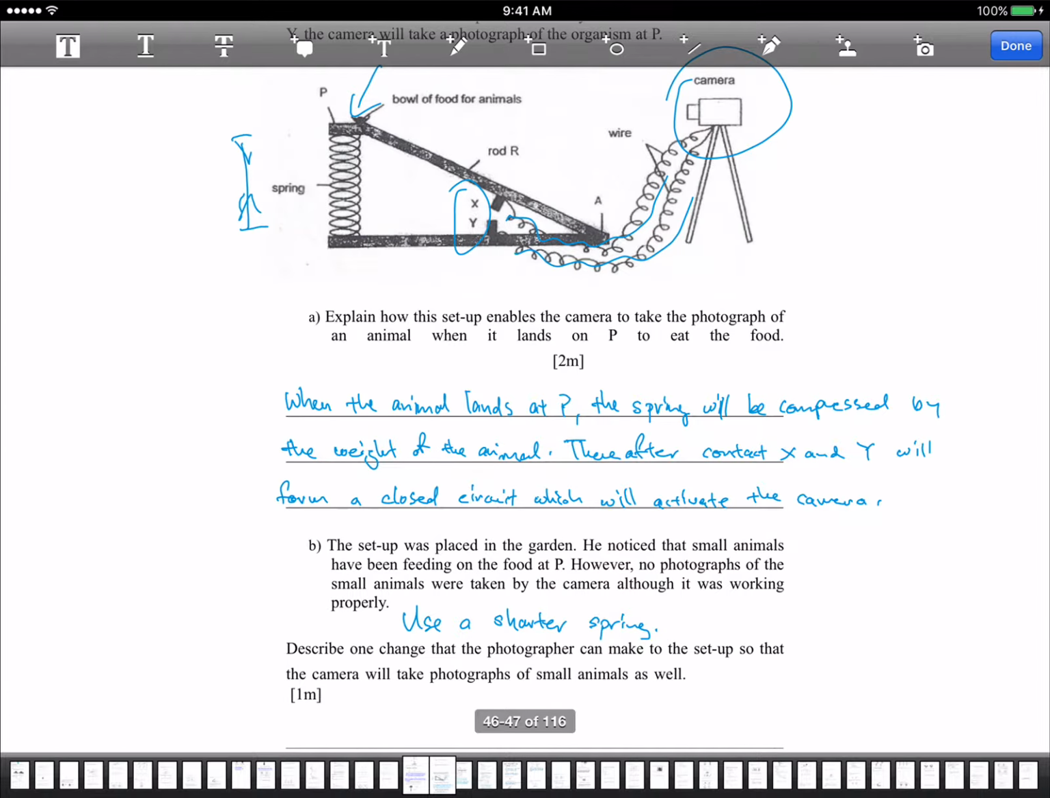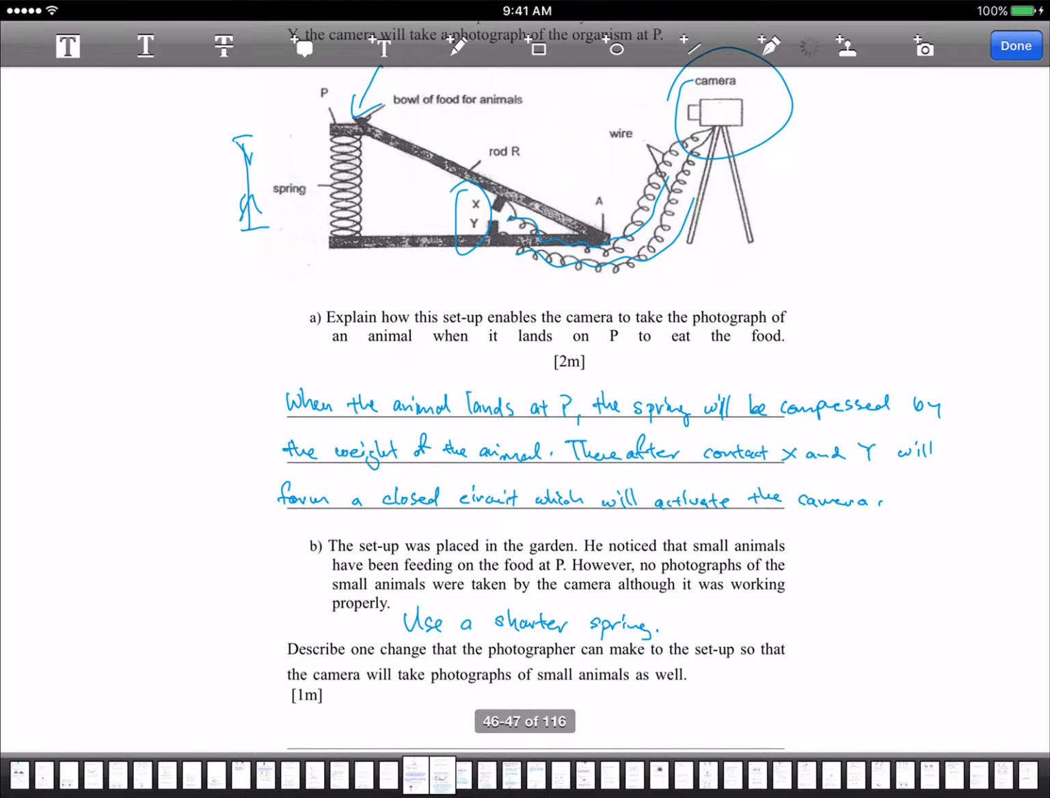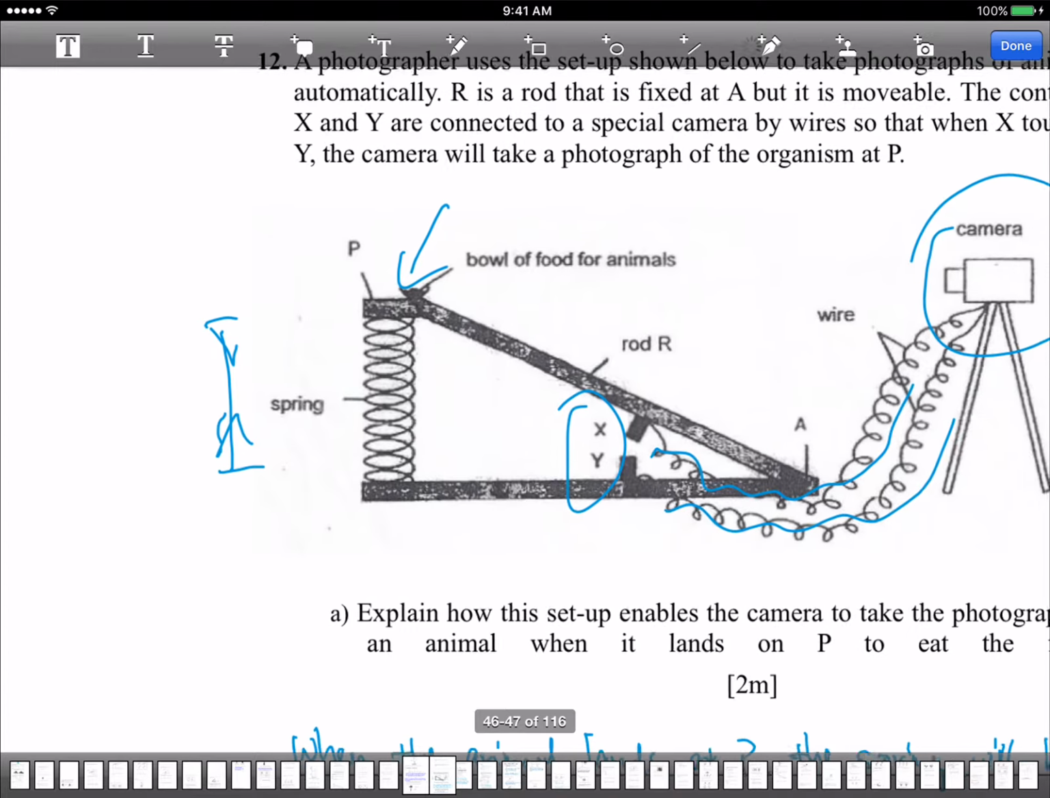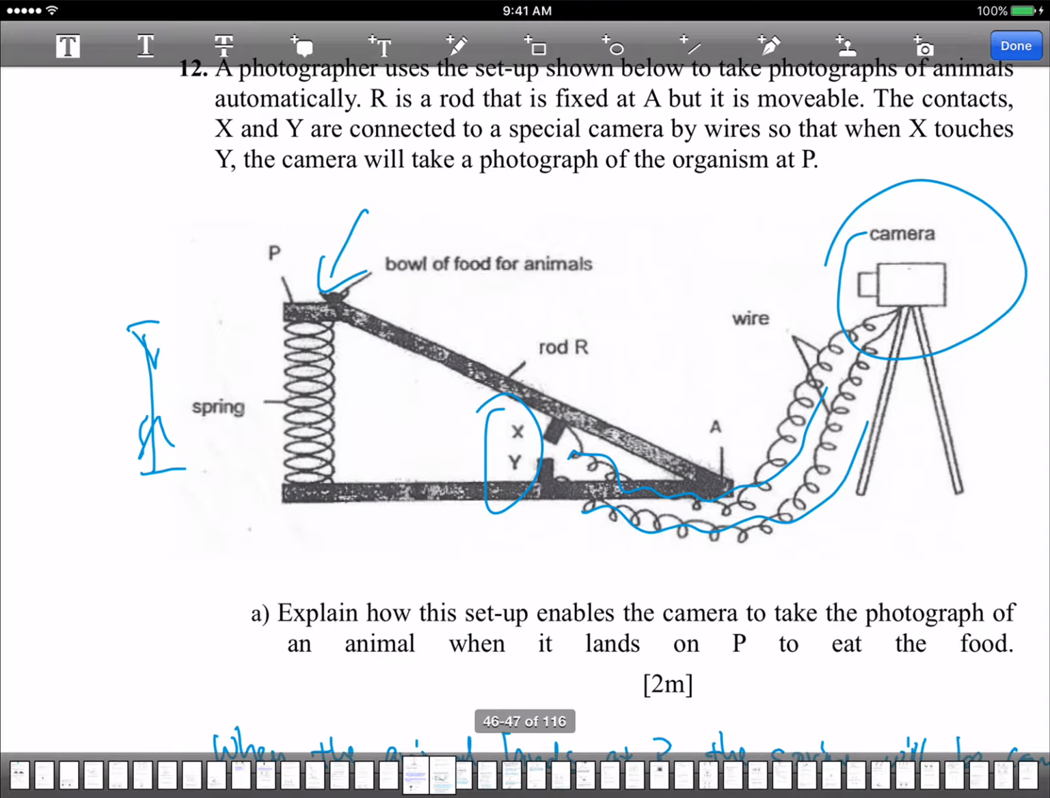Next one. One change that the photographer can make so that the camera will take photographs of smaller animals. What do you think? He can change the spring. The spring can be lower.